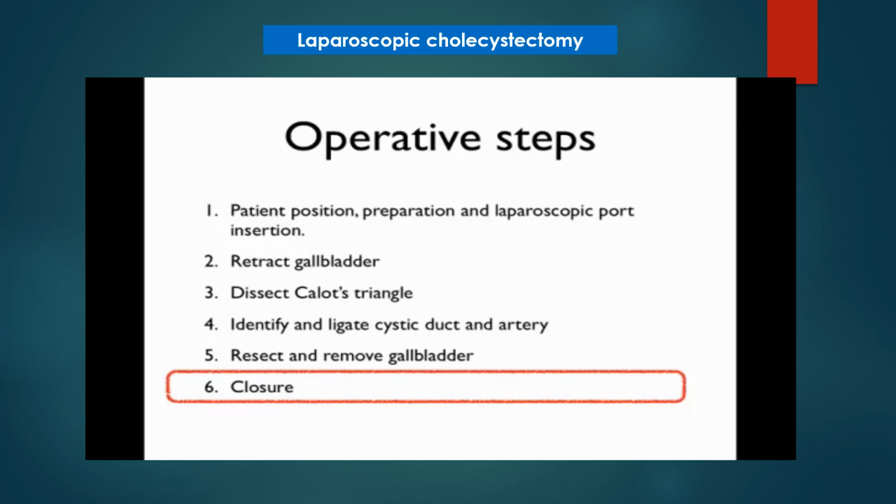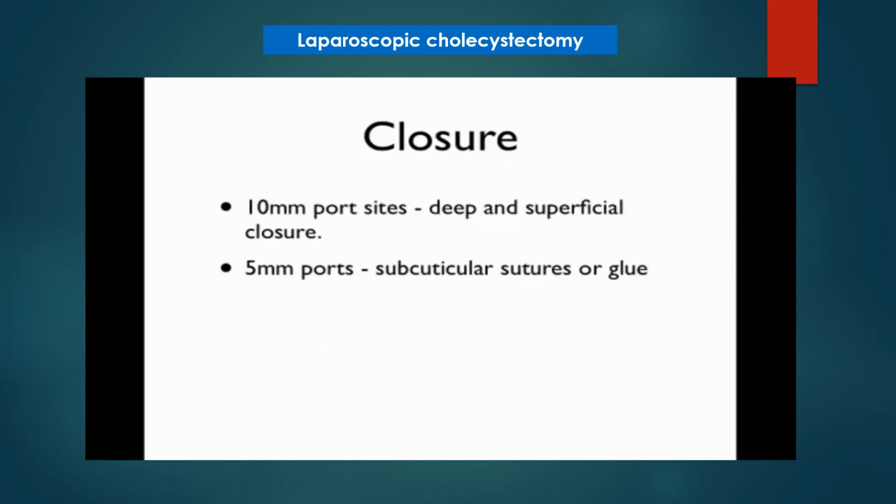Finally, we'll talk about closure. Now, in terms of closure, the 10mm port sites should be closed with a deep and superficial layer. This would prevent any future formation of an incisional hernia. The 5mm ports are often closed with subcuticular sutures or wound glue.